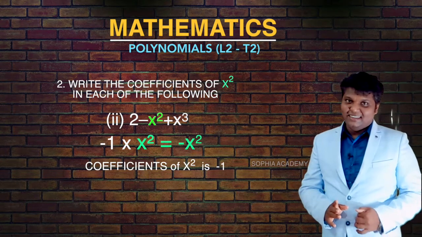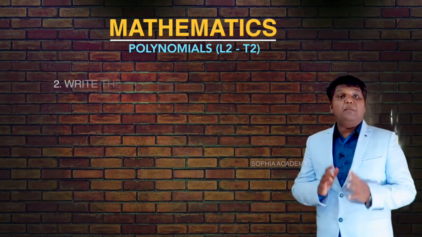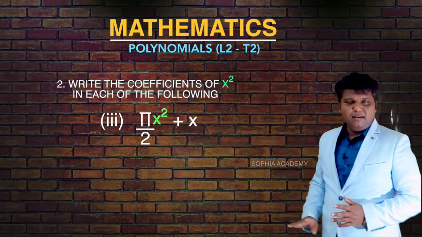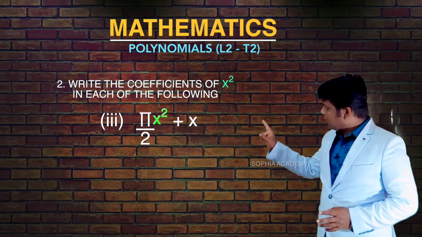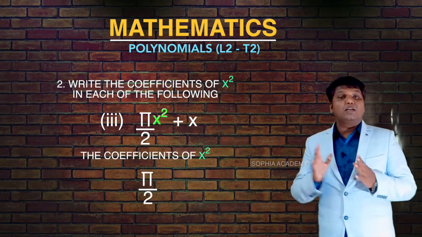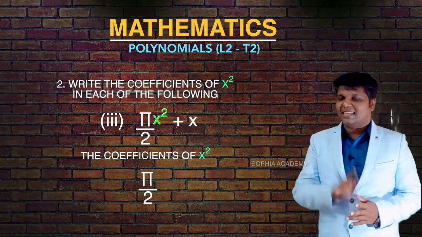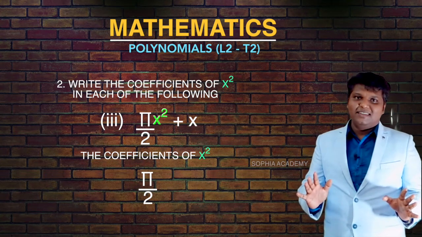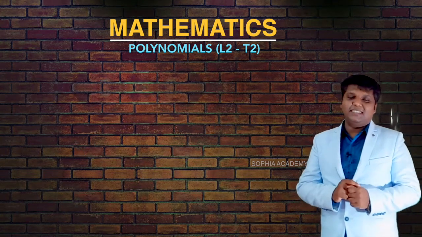Is that clear? Now coming to the next question. Pi by 2 x square plus x. Fix your eyes on x square. What is the term in front of x square? What is the number in front of x square? It is pi by 2. So we will say the coefficient of pi by 2 x square plus x is pi by 2. Clear? One more question from that same category.